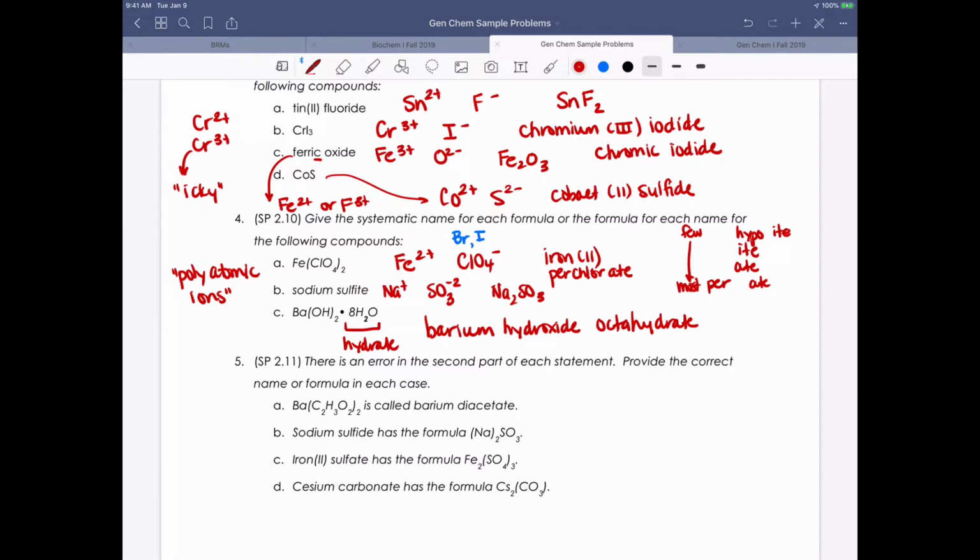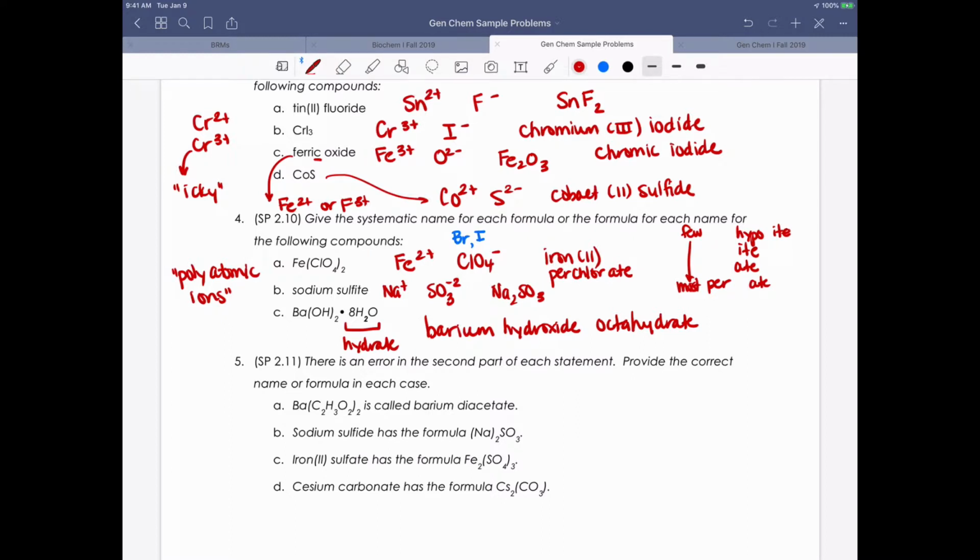As we move through our naming here, there's going to be several of these problems where it asks us to think about an error in what we see. So in this case, it tells us that there's an error in the second part of each statement. So we want to assume that the first thing is what is correct, and we have to fix the second thing. So for the first problem here, we can see that it's barium, and then this C2H3O2 is called acetate.